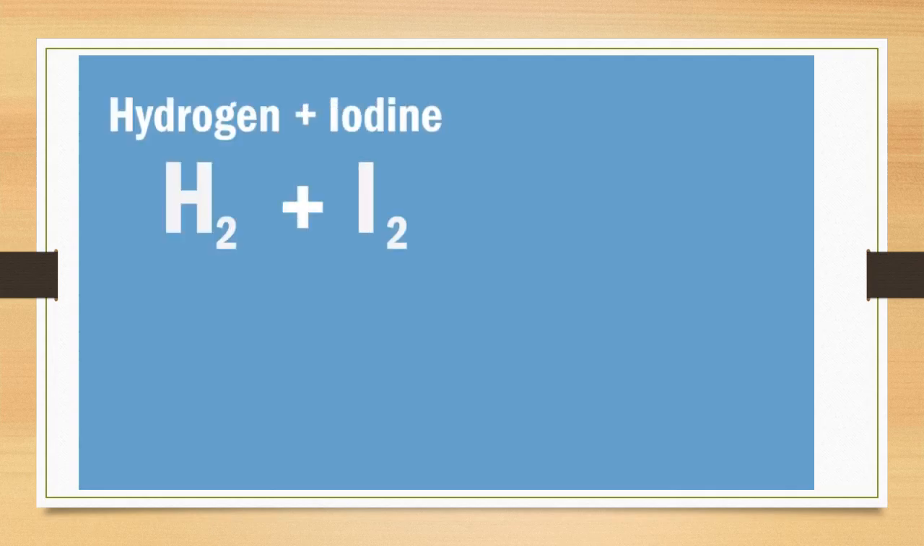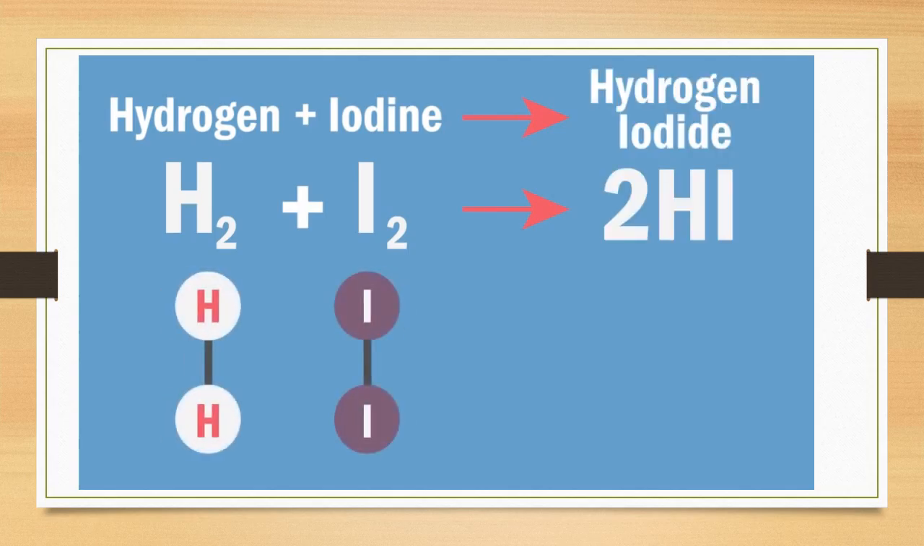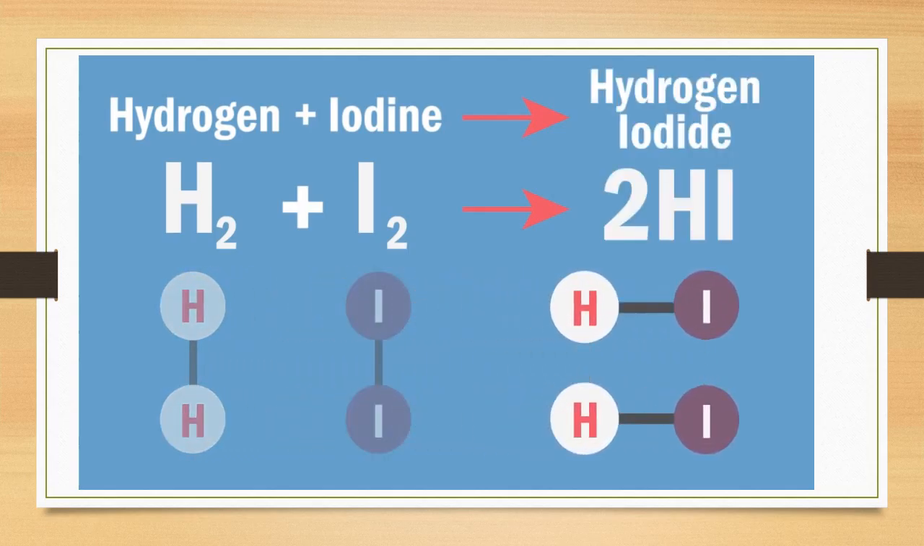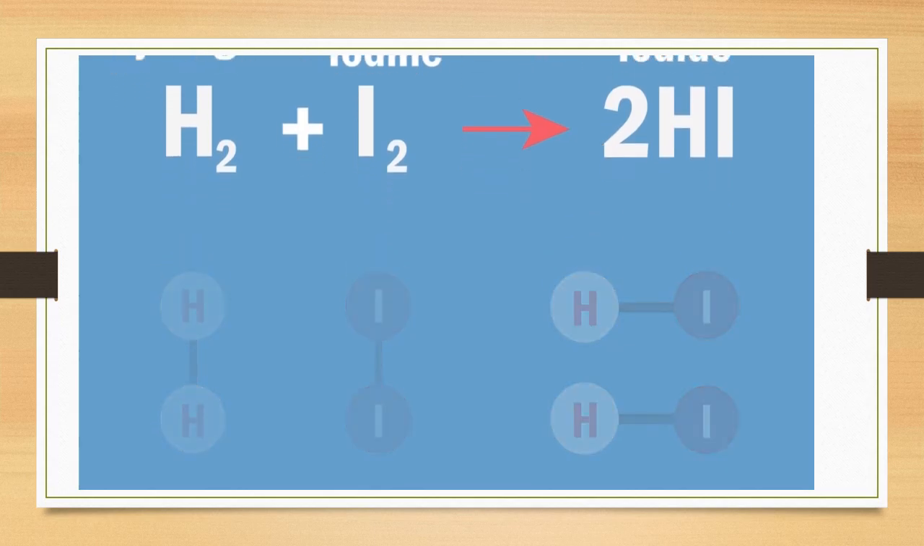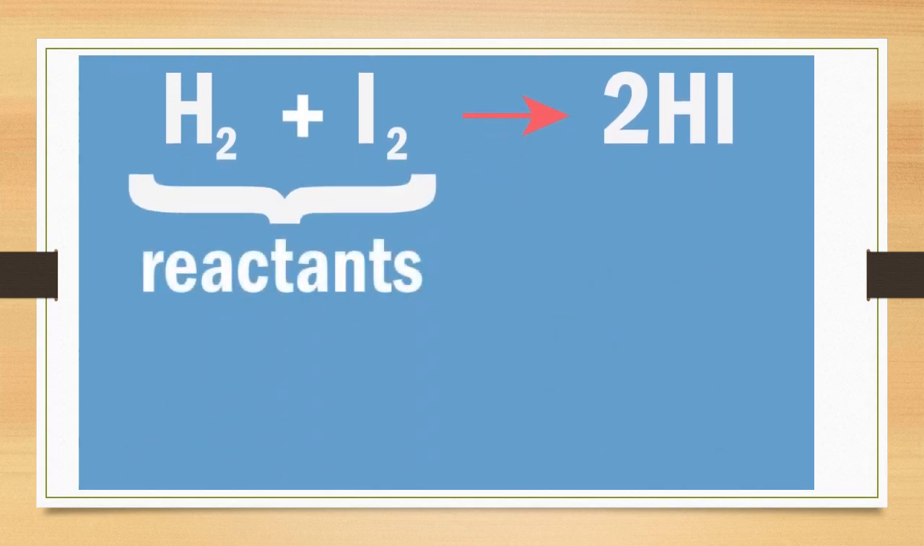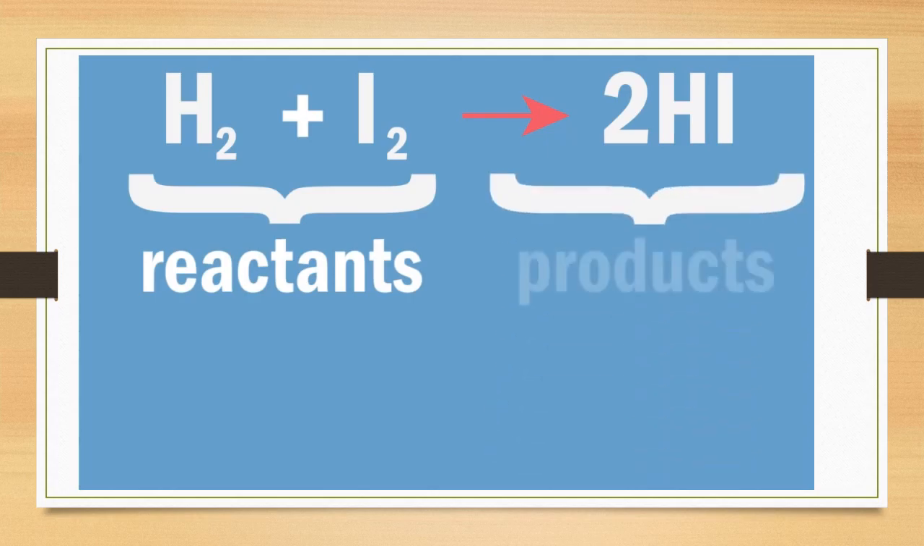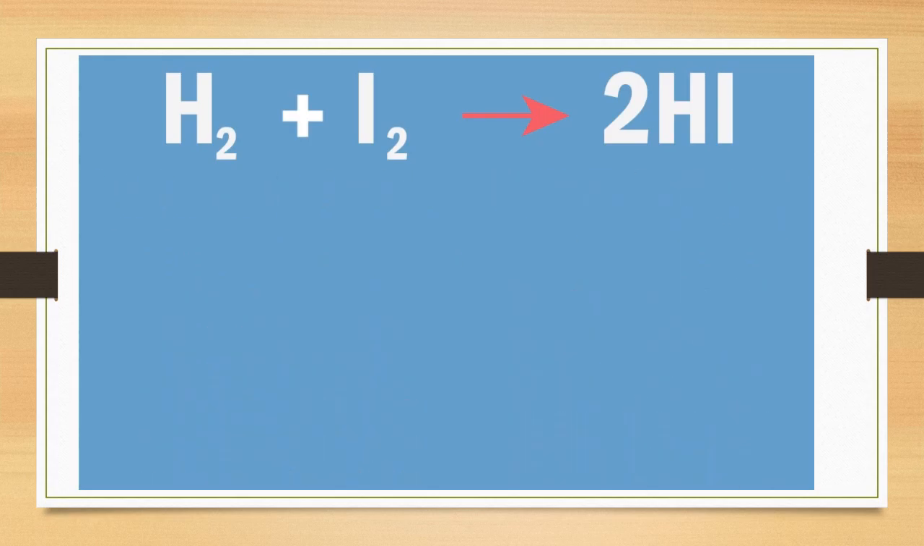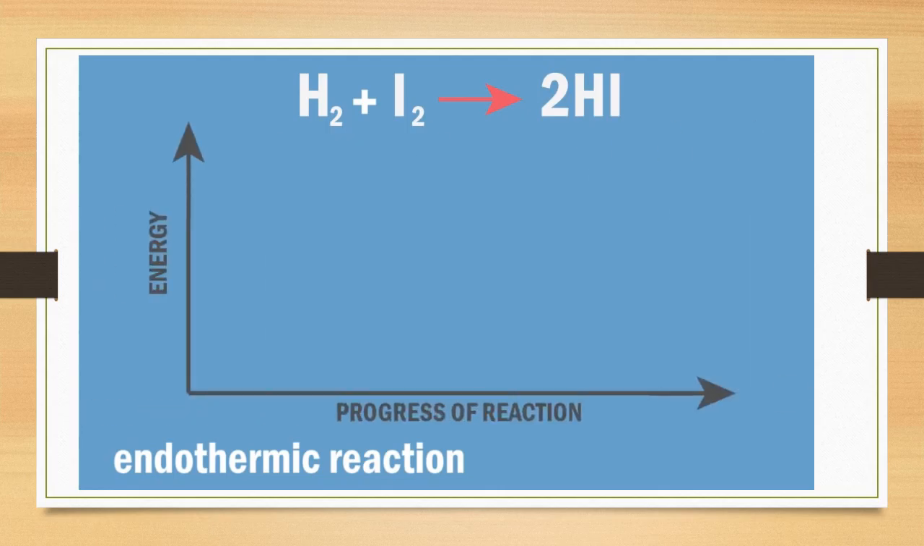Consider the reaction between hydrogen and iodine to give hydrogen iodide. The reactants are what react and are on the left-hand side of the arrow in the equation, and the products are what are produced in the reaction and are on the right-hand side of the arrow in the equation. We can represent what happens in this reaction by the diagram.